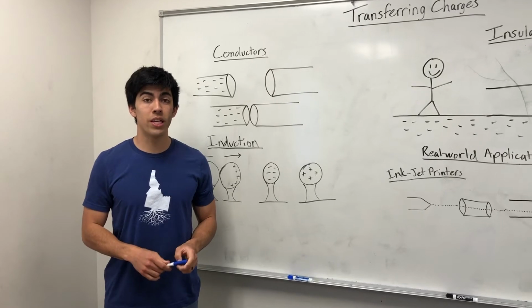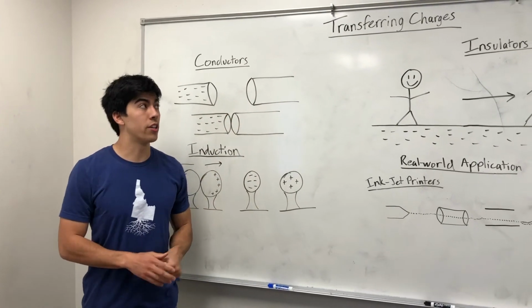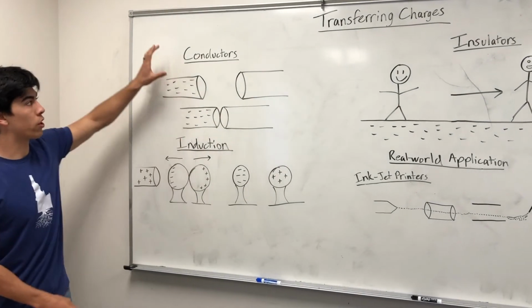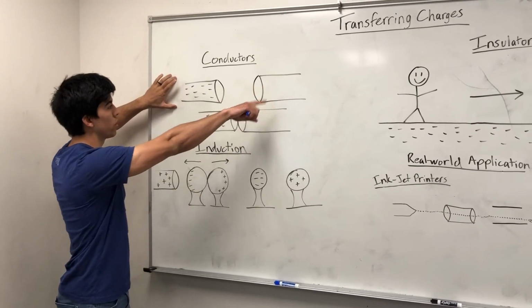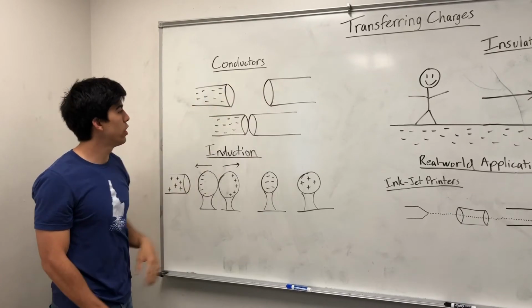Alright, so now that we have a basic understanding of charges, conductors, and insulators, we're going to go ahead and talk about how to transfer charges. In our first example, we'll talk about conductors. In this example, we have 2 conducting materials. One has a net negative charge on it, while the other one is neutral.